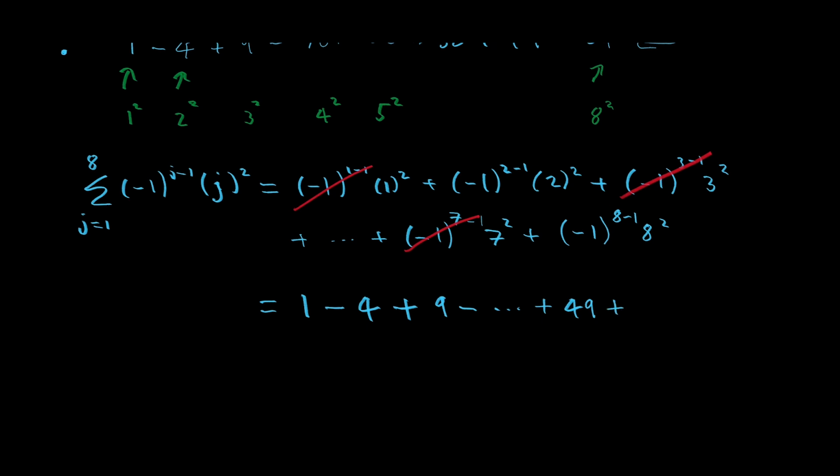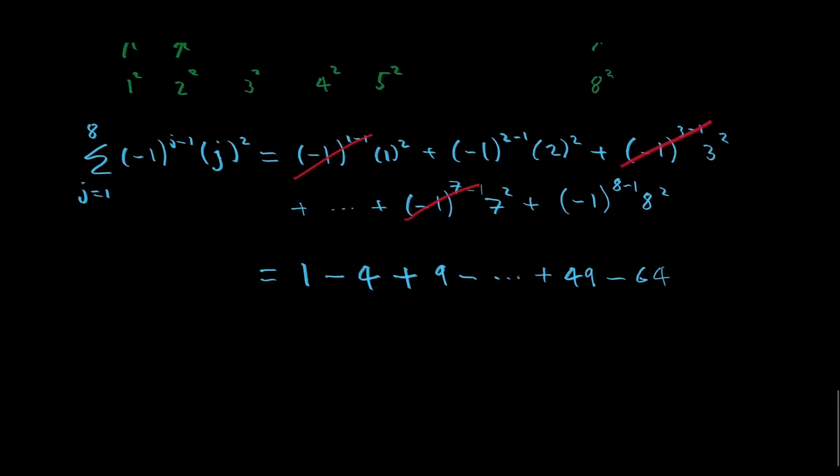Plus, okay, -1 to the 7th power, 7 is odd, so it's going to be negative. It's going to be -8 squared, which is 64. And you can see that we'd get the same sum. Now, I might write this another way.